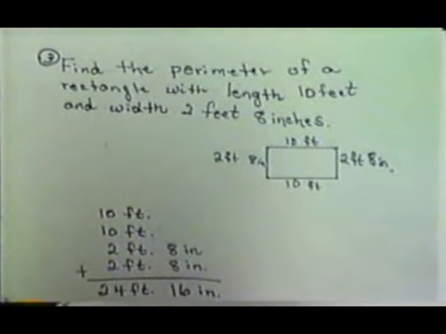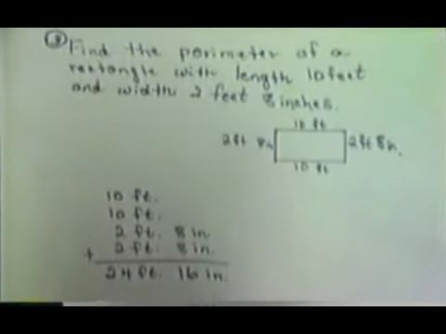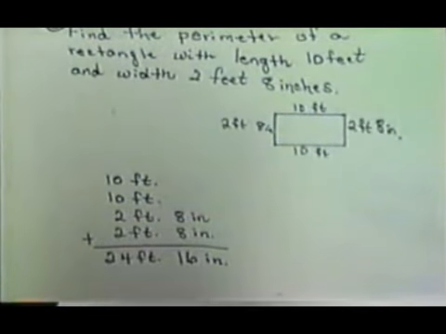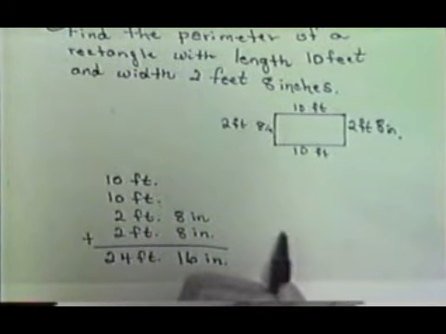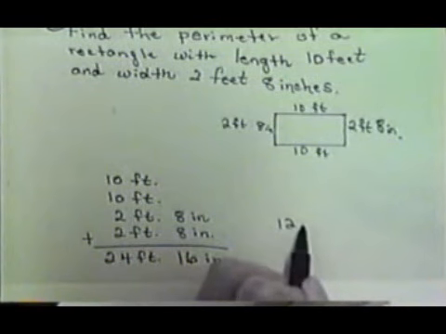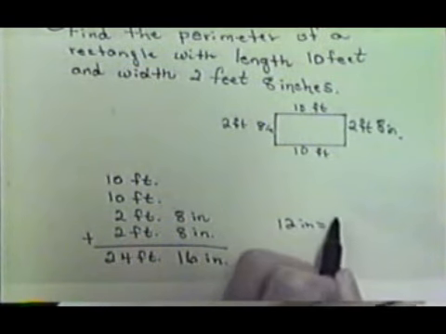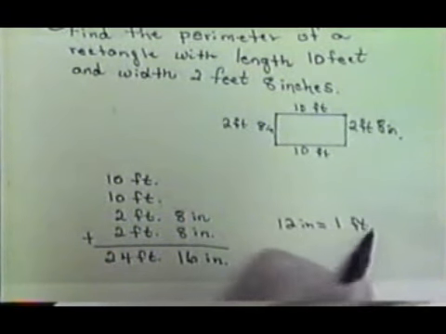Now, when you're dealing with feet and inches, you remember you have to always make sure that you don't have enough inches to make an extra foot. If you do, you want to carry that foot over with the other feet. So let's see what you remember about our denominate numbers. If you remember, there are 12 inches in 1 foot.